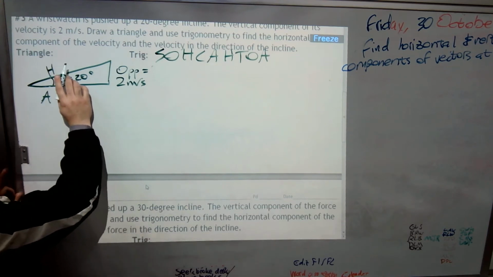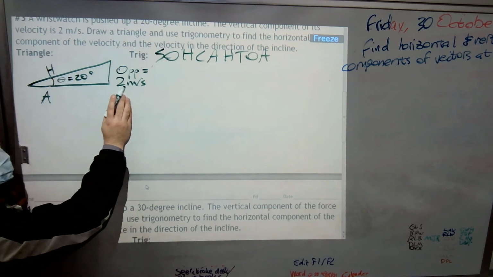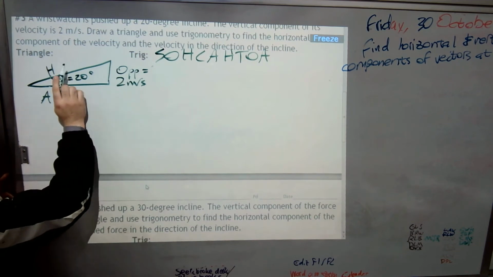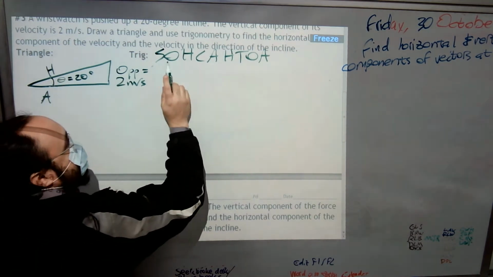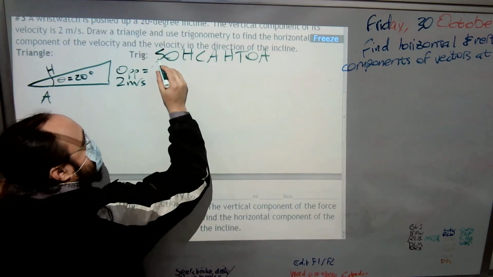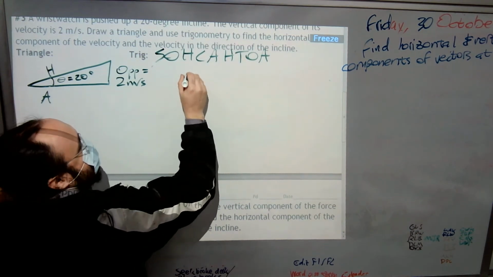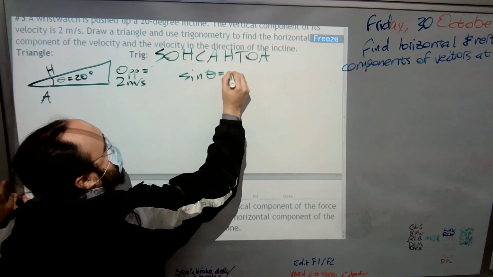So to find the hypotenuse, since I have the opposite side, I'm going to use O to find H, which means I'll use SOH over here. So that means I'll use sine. Using this, sine equals opposite over hypotenuse. I'll go ahead and write my formula.